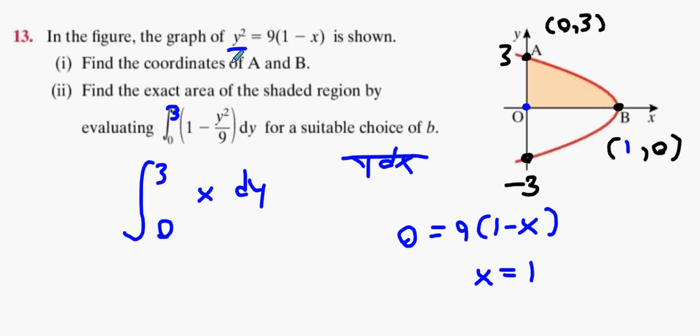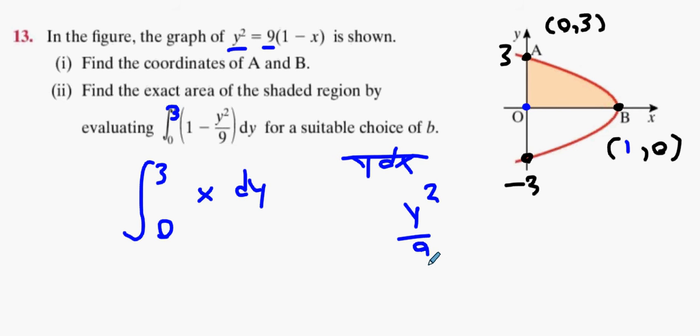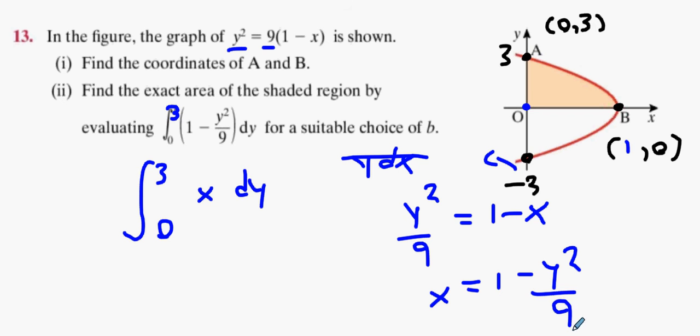Bring down the 9, and you get y squared over 9 equals 1 minus x. Bring the x to the left and the y squared over 9 to the right, and you get x equals 1 minus y squared over 9. That's exactly what they have there, isn't it? Did they need to give that to you? They did not need to give that to you. That's it being soft. They should have just made you work it out without any hints. In the Leaving Cert exam, they need to give you no hints for that.